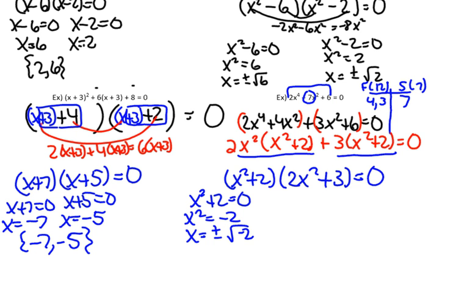Now remember, with the negative under the square root, I'm going to take out an imaginary unit of i. And I will write it as square root of 2 times i. Okay, set the other factor equal to 0.